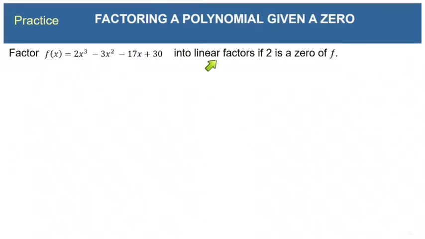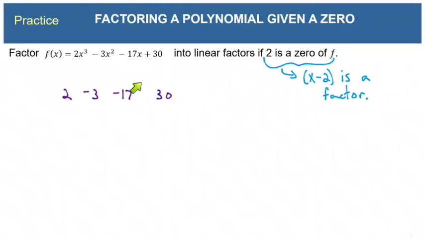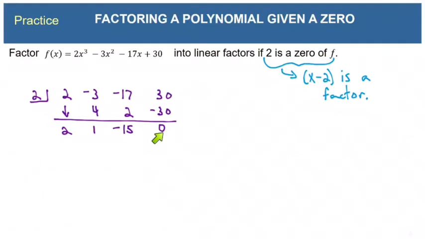Factor this polynomial into linear factors if 2 is a 0 of f. Well, the fact that 2 is a 0 means I know now that x minus 2 is a factor. So I want to do the synthetic division with 2 in the box. X minus 2 is going to go evenly into this polynomial. Let's run through it. Pull down the 2, multiply, add, multiply, add, multiply, add. And now we have our polynomial f separated into two factors. The x minus 2 and this factor, which is 2x squared plus x minus 15.